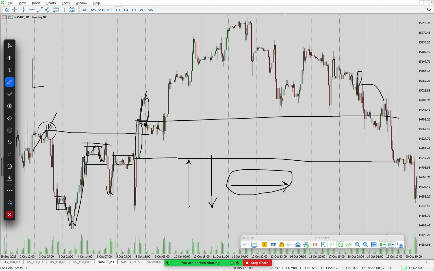So we got a swing high. We got a candle that pierces a swing high. In that sense, price will be trading back into this. It's a gap.